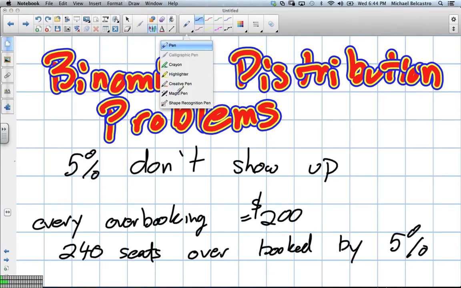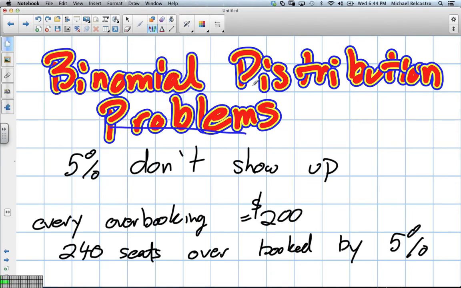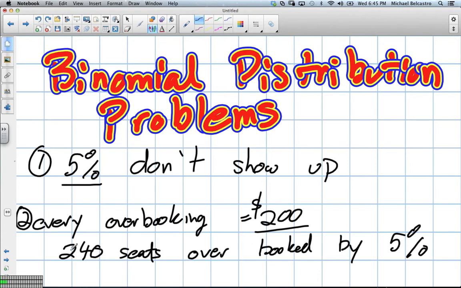Binomial distribution, we're working on a word problem. Now we haven't written out the whole word problem, but we've summarized the information. Number one, they've told us that 5% don't show up. So we're talking about an airline, and this airline has figured out that 5% of its customers don't show up for flights. Every overbooking costs $200: when they overbook people, they pay them out $200. There is a 240-seat flight, and they overbook it purposely by 5%.